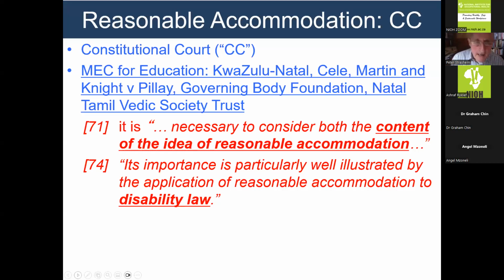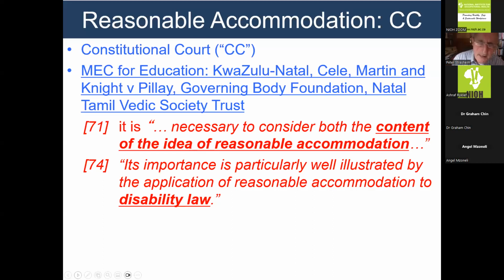This is the key and most important point probably in all labor law for people with disabilities: the right to reasonable accommodation. It's a principle which is there to enable people with disabilities to have equal opportunity employment with other people who are not disabled. So that makes it a principle.